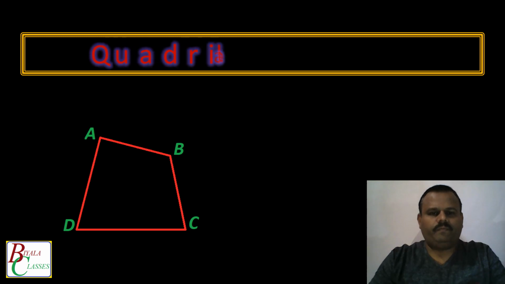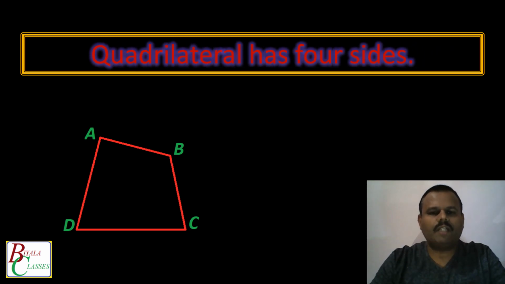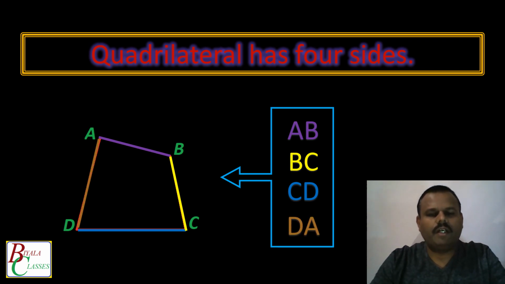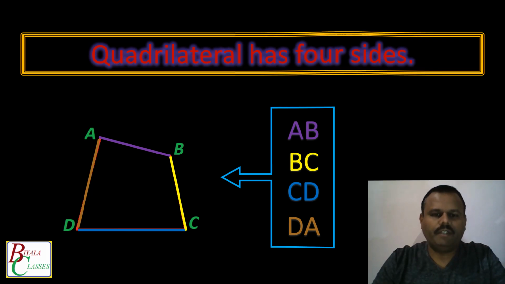Now, a quadrilateral has 4 sides. As you can see in the figure, if we consider this as a quadrilateral ABCD, it has 4 sides, namely, first is AB, second BC, the third side being CD, and the fourth side being DA. So these are the 4 sides of this quadrilateral ABCD.